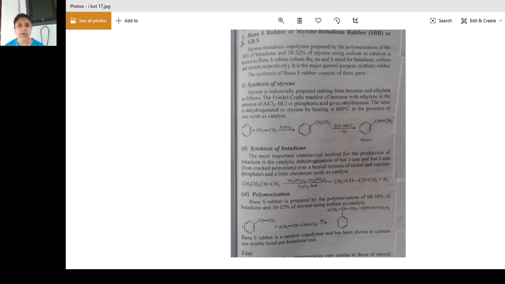First we study about Buna S rubber or styrene butadiene rubber, SBR. Buna S is otherwise known as styrene butadiene rubber or SBR or GRS. Why is it known as Buna S? Buna stands for Bu for butadiene, Na for sodium and S for styrene. So these are the three ingredients for this rubber: butadiene, styrene and sodium.